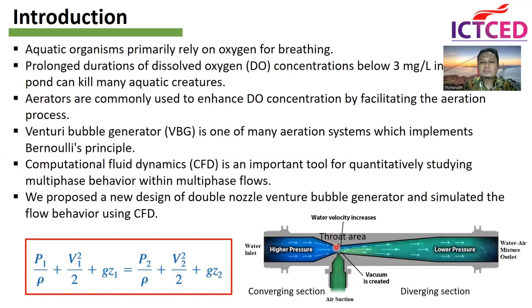Because of the decrement of the pressure, the air can be sucked into the throat area. In the divergent section, the mixture between air and water can occur, so the bubbles can form in that area.